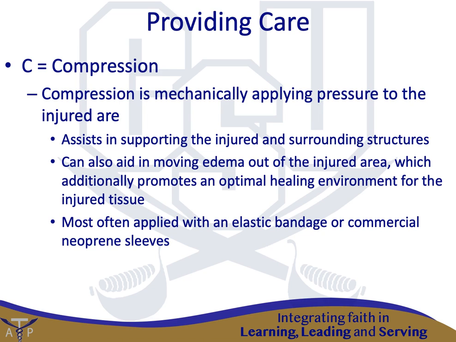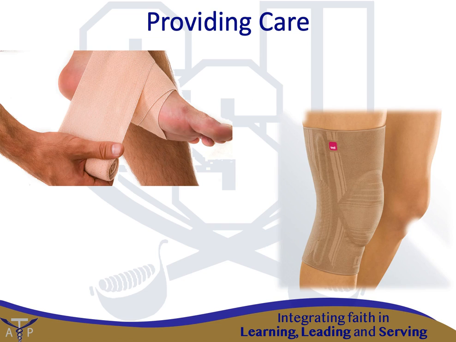Third, we have compression. This is the C part of RICE. Compression, we really want to try to mechanically apply pressure to the injured area. This helps support the injured area and the surrounding structures, but it also aids in moving edema out of the injured area, which helps promote healing, which helps promote increased range of motion throughout that healing process. Most times we're going to use an elastic bandage or an ACE wrap or a commercial neoprene sleeve that the person can slip over their injured body part. When we look at an elastic wrap or elastic bandage, you can see that around the ankle, or on the right hand side, that picture is of a neoprene sleeve that we can use for compression.